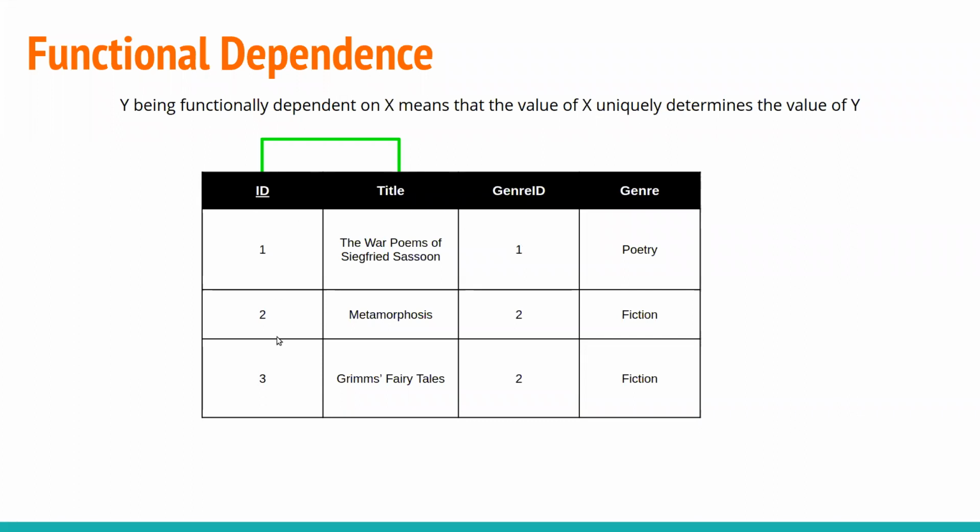The ID over here. For each ID, you can uniquely determine the title of the book. The ID determines the title of the book. So we would call that functional dependence, uniquely determines. If you say 1, the title is The War Poems of Siegfried Sassoon. No other ID will also point to that title. That's important because it needs to uniquely determine.